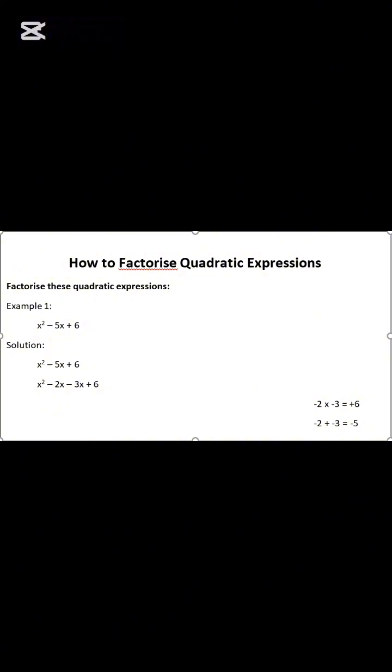Next step is to factor by grouping. Group the first two and the last two terms together. So we have x squared minus 2x in one group, and minus 3x plus 6 in the second group. From the first group we'll factor out x, because x is common in that group. So we have x into bracket x minus 2. Also from the second group, we factor out minus 3. So we have minus 3 into bracket x minus 2.